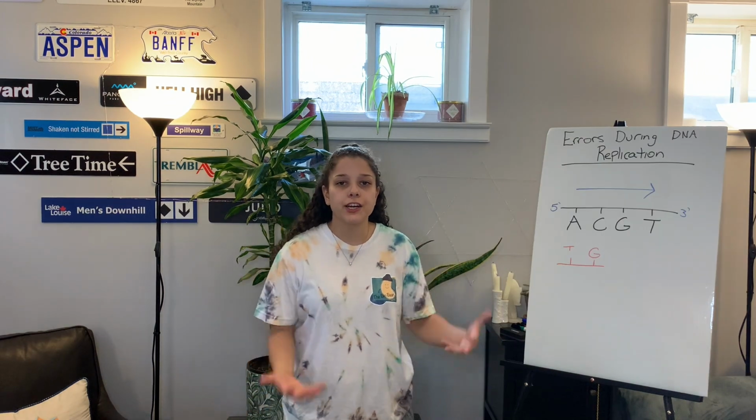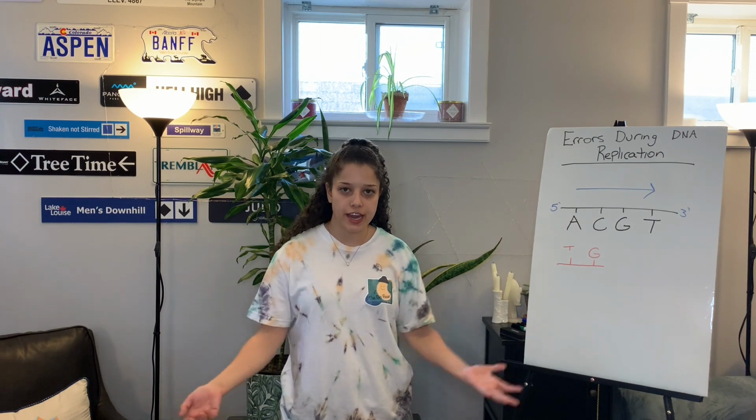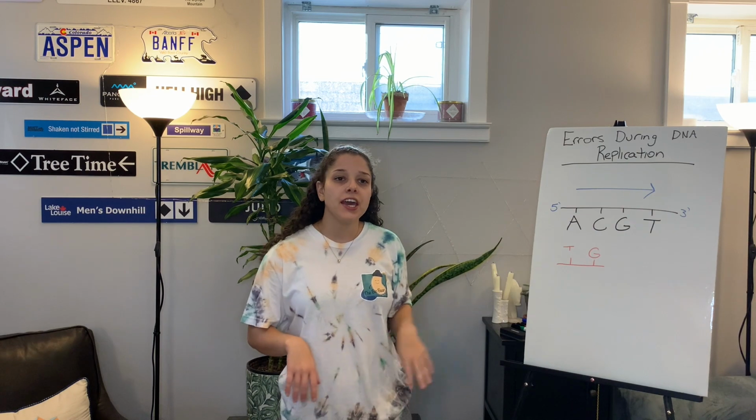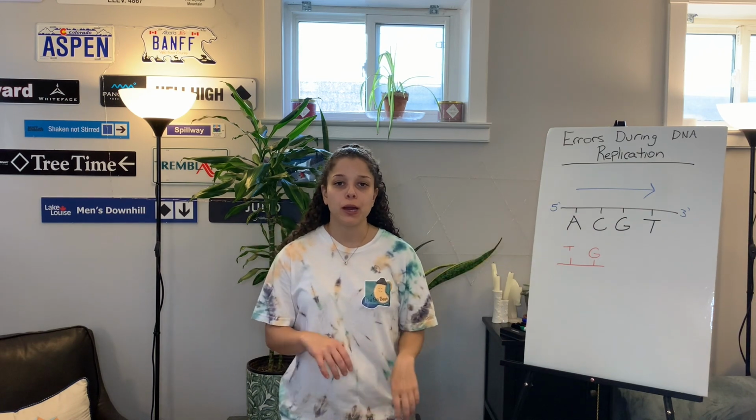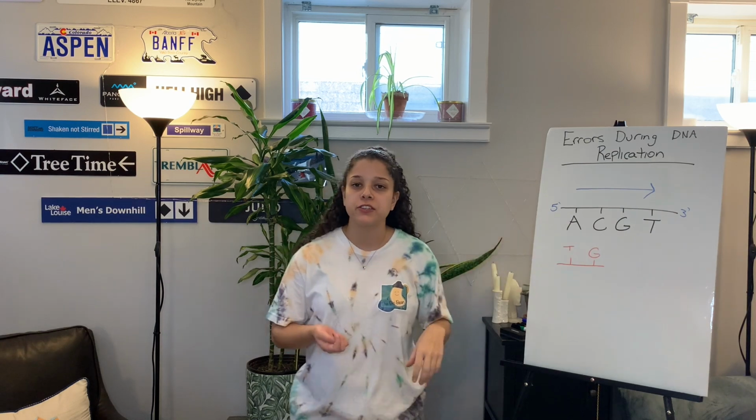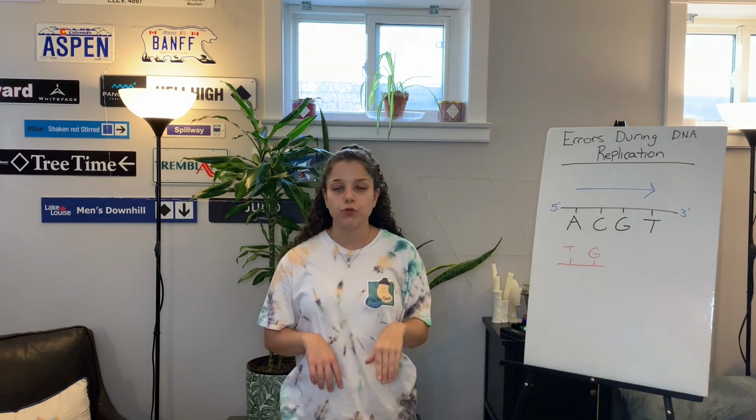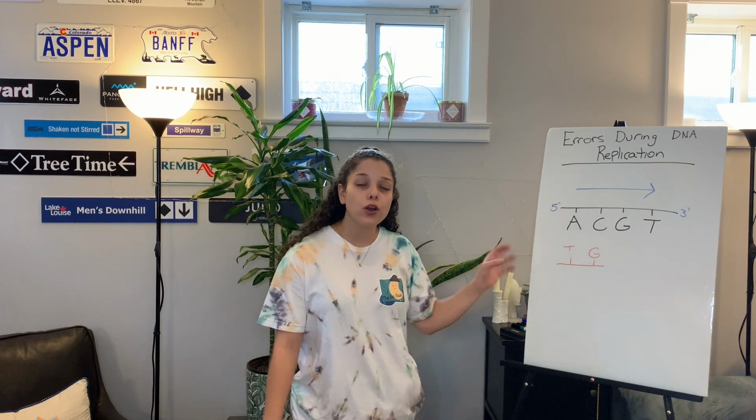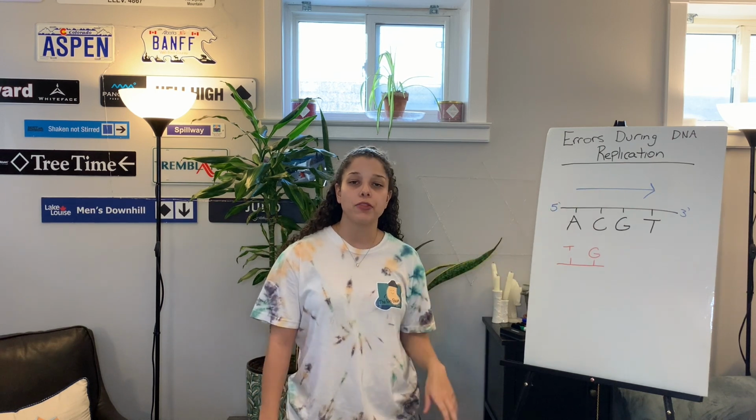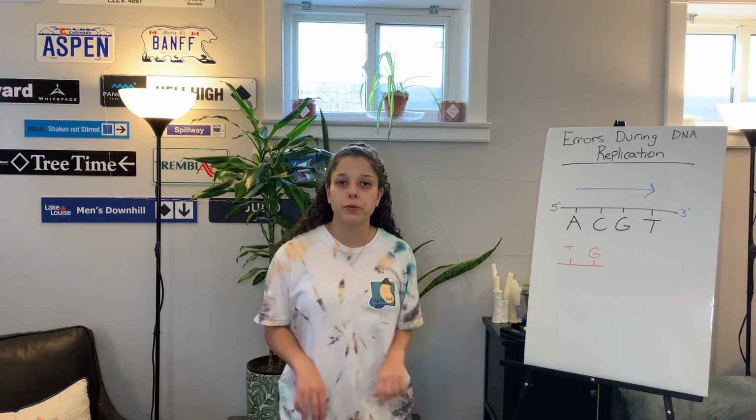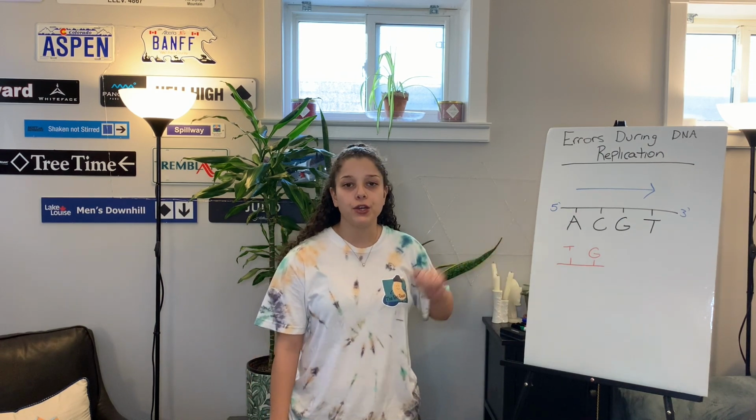So how are errors introduced during DNA replication? Here we have a little piece of DNA going in the 5' to 3' direction, and our polymerase is going to be running along this piece of DNA, synthesizing the new strand along it. As it's sliding along, the polymerase reads each nucleotide on the template strand and puts the complementary base, following the base pairing rules, on that new strand.